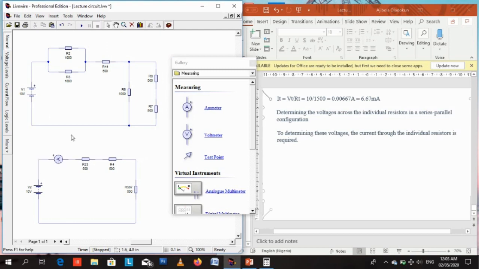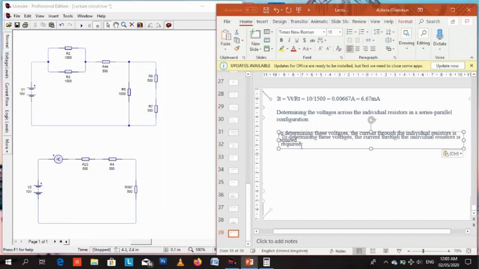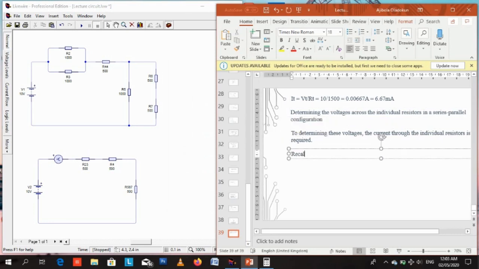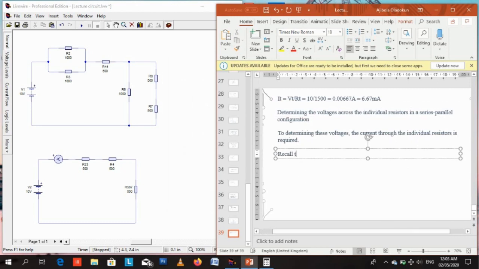So if you connect an ammeter through them, of course the current will be 6.67 milliamps. We've determined that before. That's the total current through the circuit. That's not special. Now we need to determine the voltages across them. But remember that to determine voltage across, we need the current that flows through the resistors. So now recall the hypothesis we proved earlier, that the current flowing through resistors in series is the same, is constant.